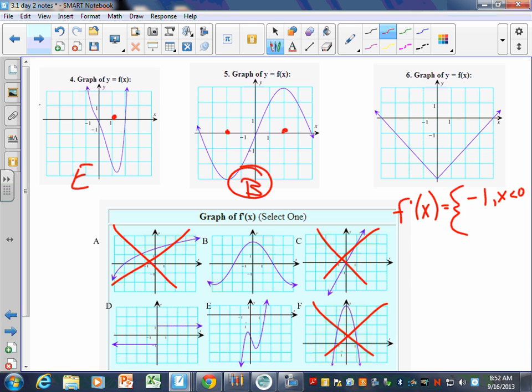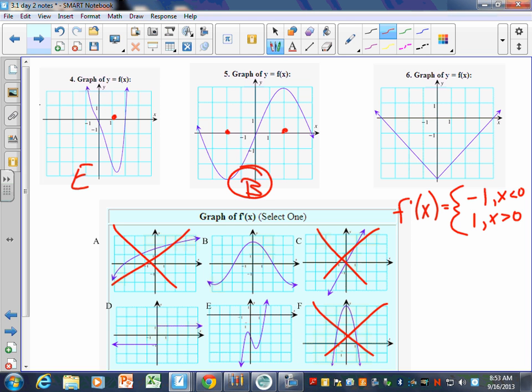And then on this side, it's +1. And that's when x is greater than 0. And if you notice, the only ones that we have left are just constant functions. To the left, it has a slope of -1. To the right, it has a slope of +1. And notice I didn't include 0 here.